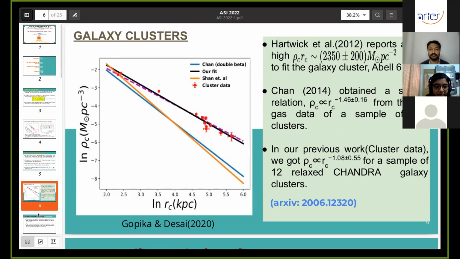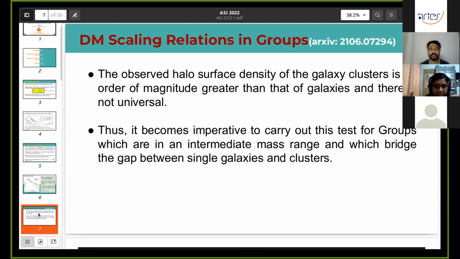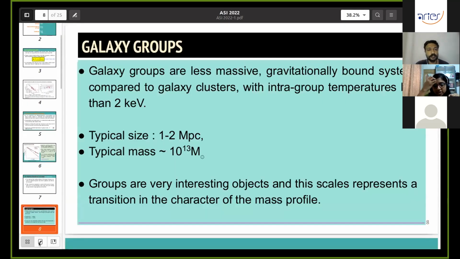So we were curious to test it in an intermediate mass range between that of single galaxies and clusters. Hence this work was motivated by the same. Galaxy groups are less massive gravitationally bound systems compared to galaxy clusters, with intra-group temperature less than 2 keV and typical size of 1 to 2 Mpc. They have typical mass of 10^13 solar masses, and they fall in the mass range in between that of clusters and single galaxies.